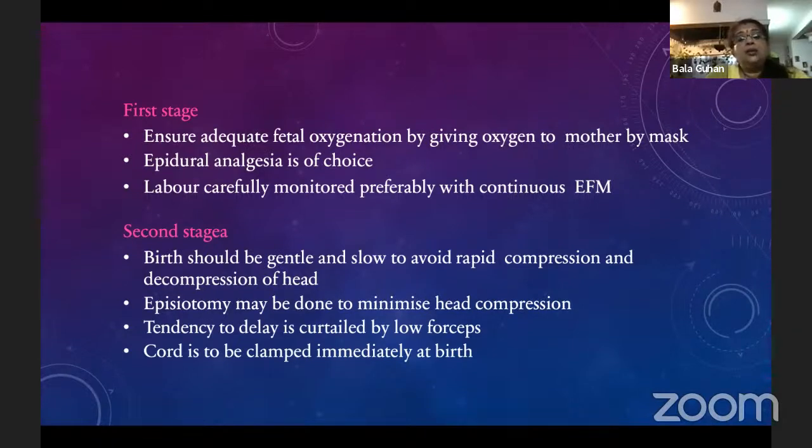Tendency to delay the descent is curtailed by using low forceps. Cord is to be clamped immediately at birth.